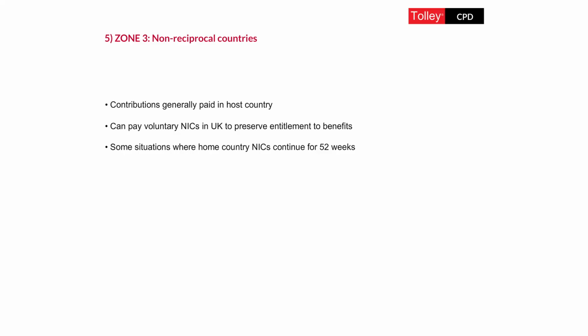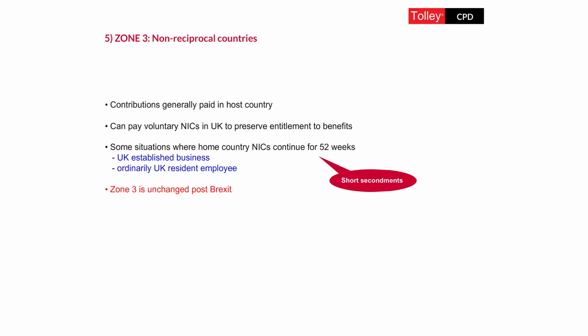Now, to get this 52-week relaxation, you've got to be a UK-established business with an ordinary UK resident employee. So if a UK company was seconding somebody to, let's say, India temporarily for, let's say, 3 months, then for those 3 months, we would have UK social security contributions due, providing we've got a UK-established business and the individual is ordinarily UK resident. So short-term secondments, that would cover the 52-week rule. Now, the Zone 3 rules are unchanged post-Brexit, as you would expect.